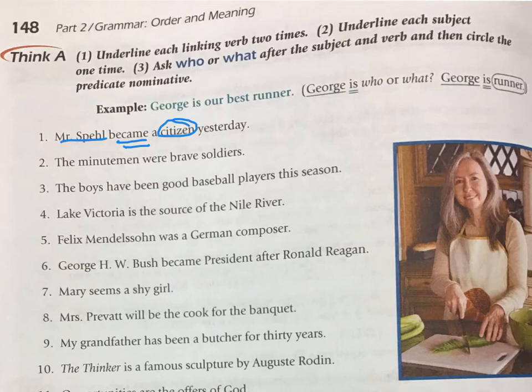All right, Landon, I want you to do number 2 for me. The Minutemen were brave soldiers. What's my verb? Good, were. And you ask yourself, who or what word to find our subject? Who or what were? Good, Minutemen. Minutemen is our subject, were is our verb. Now, Landon, Minutemen were who or what? No? They were soldiers, right. Now, if you had circled brave, we can't say Minutemen equals brave, can we? But we can say Minutemen equals soldiers, right? The same people. So we know that soldiers would be the correct answer.